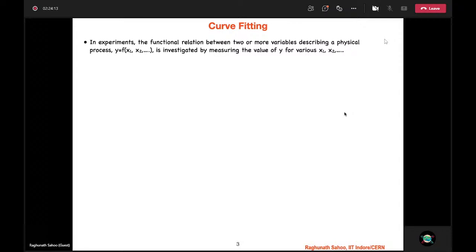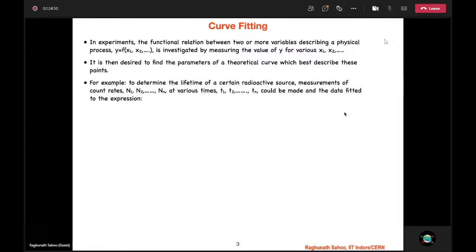So in experiments, the functional relation between two or more variables describing a physical process, which I write as y equal to a function of x1, x2, ... xn, is investigated by measuring the value of y for various x, y, z. Because this is the measurement you do, it is then desired to find the parameters of a theoretical curve which best describe these points. So essentially you fit a theoretical formula with many parameters depending upon your formula, and you try to find out those parameters. That is called curve fitting.